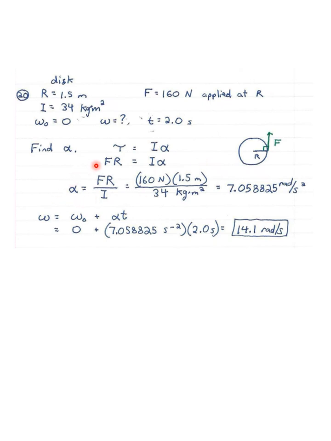So it's force times the lever arm, that's the torque in the numerator, divided by moment of inertia in the denominator, and we get an acceleration of 7.05 radians per second squared. Now we can apply that to a kinematic equation. Since we're given omega naught and t, now we know alpha. We can solve for omega is omega naught plus alpha t, and we get 14.1 radians per second.